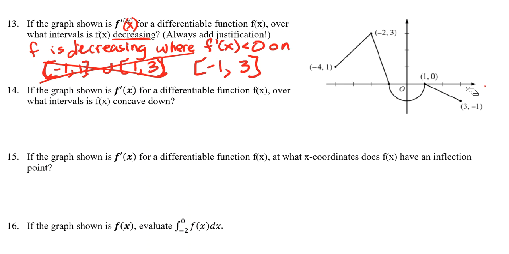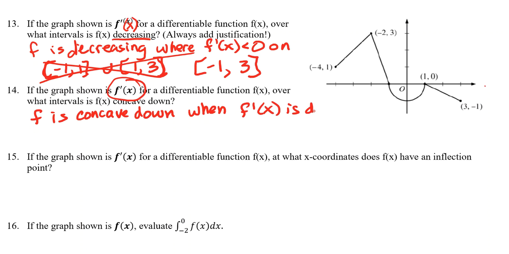All right, let's see. Question 14. F prime is what's given in our graph, and we want to know where f is concave down. So f is concave down. And of course, our first thought is when f double prime is negative, but we're not given f double prime. So let's think about when would f double prime be negative? When f prime of x is decreasing. That's when f double prime would be negative. And where does that happen? That would happen from -2 to 0.